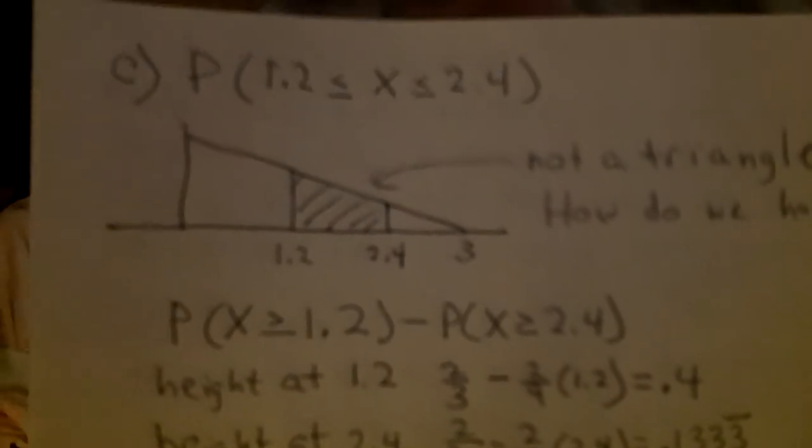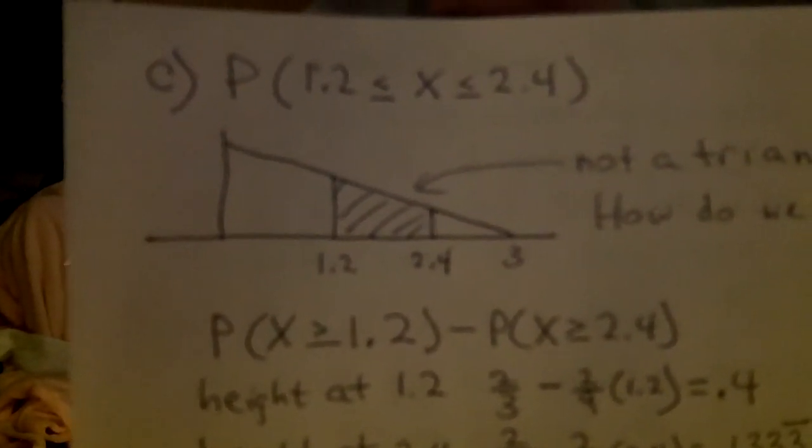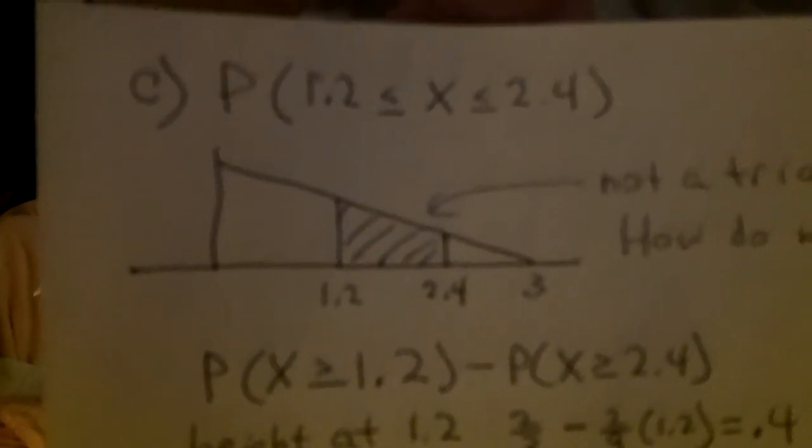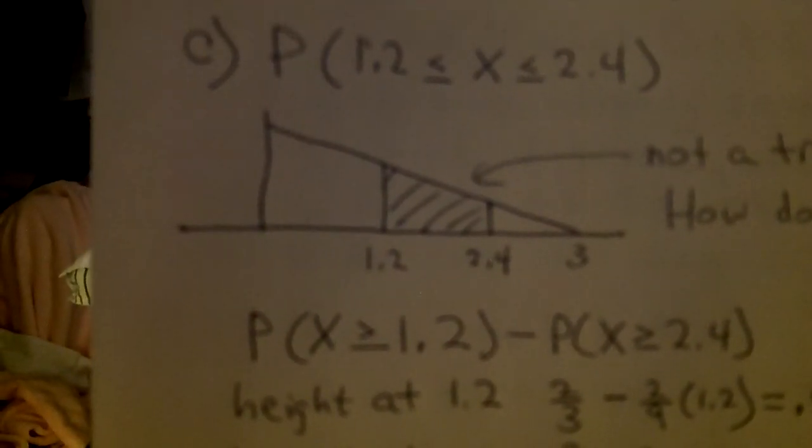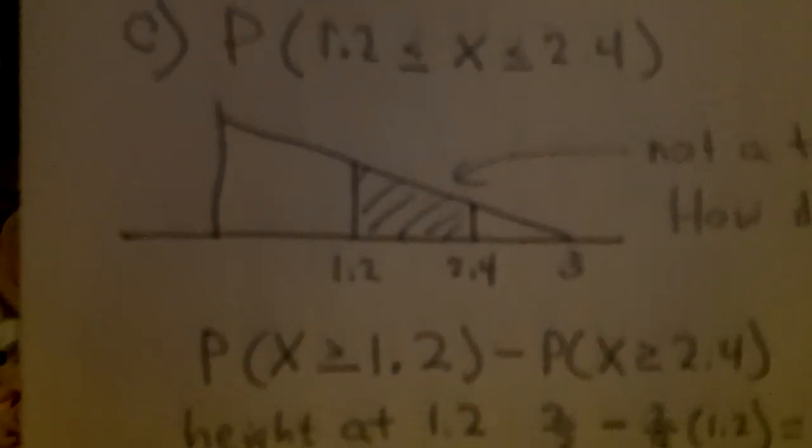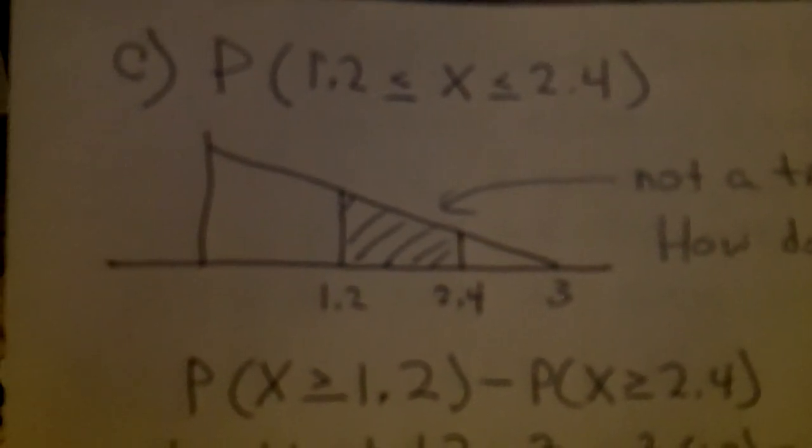Okay, same one here. In terms of the triangle, we're looking at the probability that x is between 1.2 and 2.4.